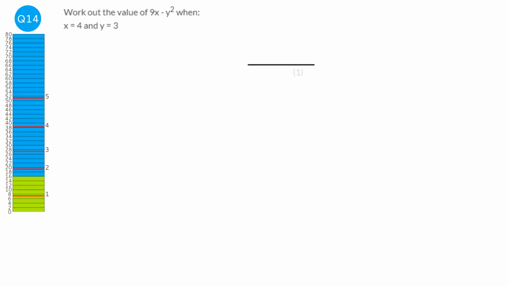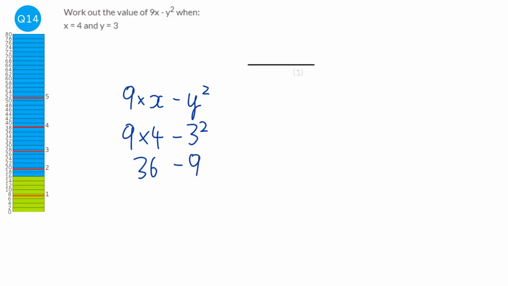I'm going to rewrite this expression by putting a times sign in, so 9 times x minus y squared. Then I'm going to substitute in the values, so x is 4, so it's going to be 9 times 4 minus, and then y is 3, so it's going to be 3 squared. So 9 times 4 is 36, 3 squared is 3 times 3, which is 9. And 36 take away 9 is going to be 27.